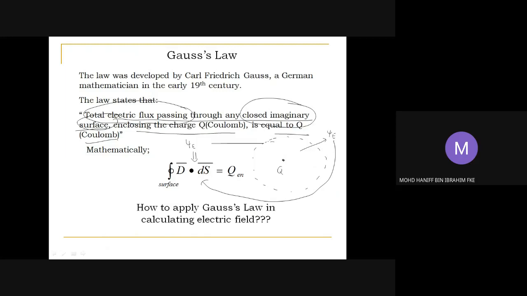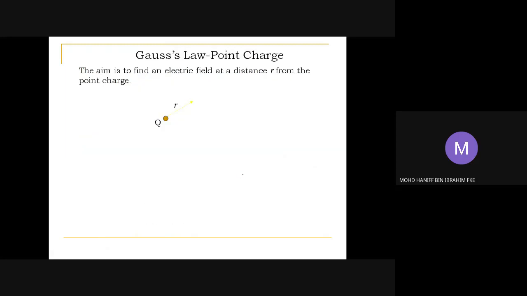Okay, so we have understood the Gauss law, hopefully, but the question is, how can we apply the Gauss law in calculating the electric field intensity? So this is what we're going to do now. We're going to apply the Gauss law in calculating the electric field intensity. So how can the Gauss law be applied?